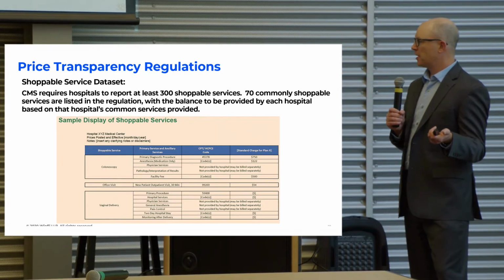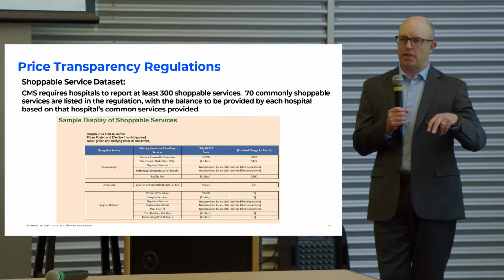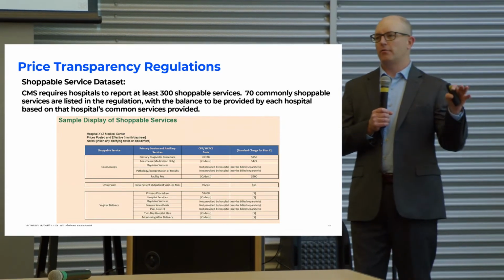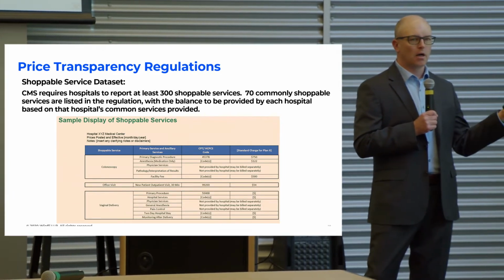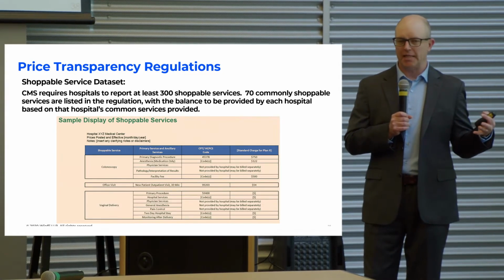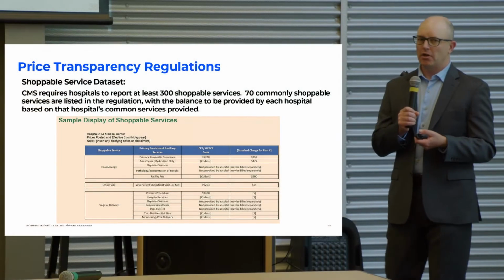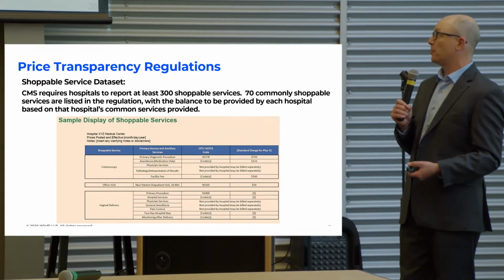So the shoppable service data set requires at least 300 shoppable services. It has to have 70 commonly shoppable services listed. The actual rule, 2718, has the 70 listed in there. So your organization either has to have the 70 or you have to state, we don't do this service at our hospital. We have one really small hospital in California that's basically just an emergency room where people go, and if they need anything done beyond stabilization, they get sent out. So obviously theirs is going to be really simple because they provide very few services. But if you're Providence or Alaska Regional, you're going to hit that 70 and then have no problem getting to the 300.